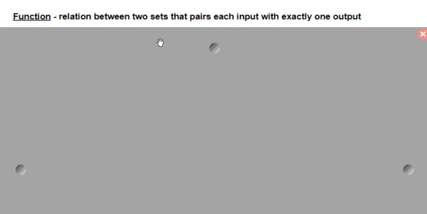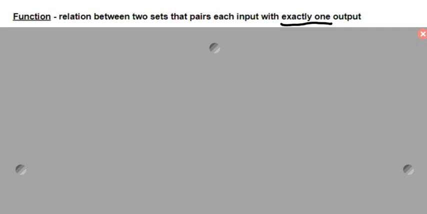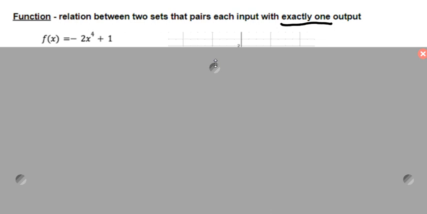All right, a function is a relation between two sets that pairs each input with exactly one output. That's the really important thing there, that you're getting only one output for each input. That's what distinguishes a function from a relation. A function is a type of relation, and like we said, for every input there's exactly one output, no more. So let's take a look at this.